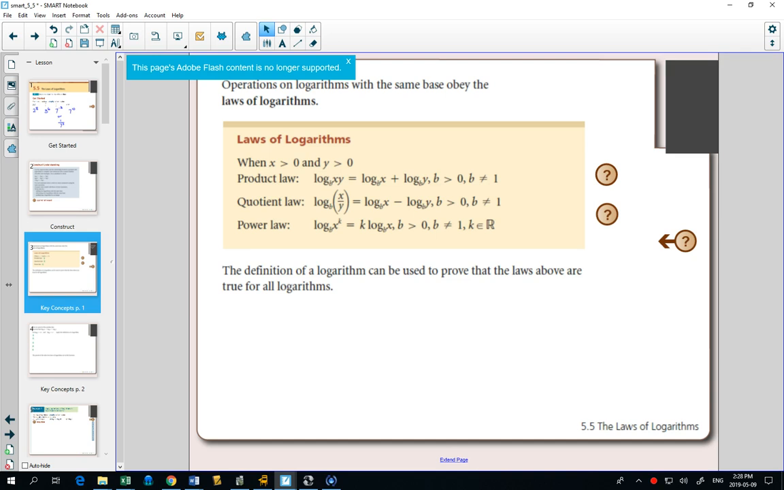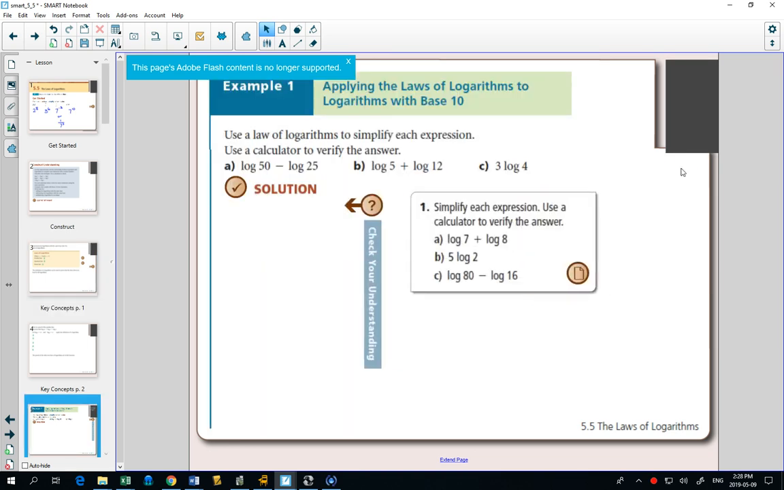And one of the things, sort of like identities, is that if you have the left side of the equation, you could rewrite it as the right side. If you have the right side, you could rewrite it as the left side. Sort of like what we did with identities and proofs. So we'll go to example 1.